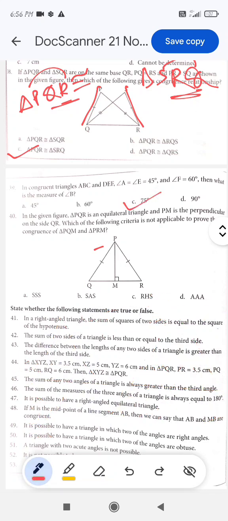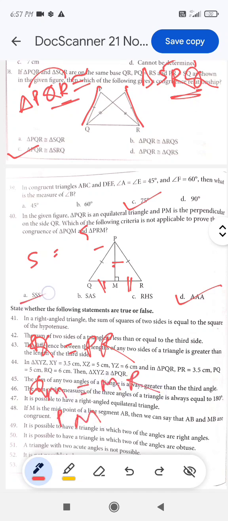In the given figure, triangle PQR is an equilateral triangle. PM is the perpendicular on the side QR. Which of the following criteria is not applicable to prove the congruency of PQM and PRM? So first of all, we can say that PQ is equal to PR, PM is equal to PM. Then the altitude acts as the median in case of an equilateral triangle. So here we can say that these two sides are also equal. So SSS criterion also we can say that they are equal. That is PQ is equal to PR, QM is equal to MR, and PM.